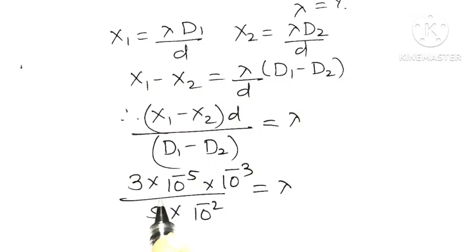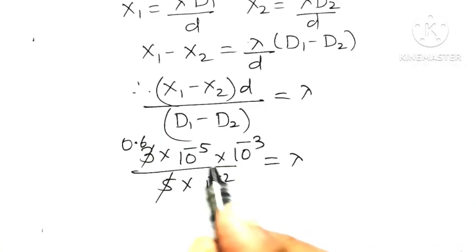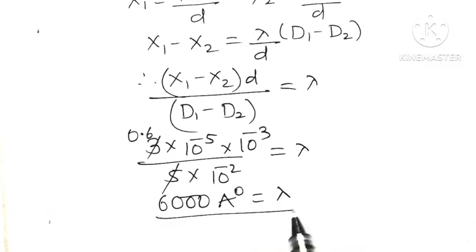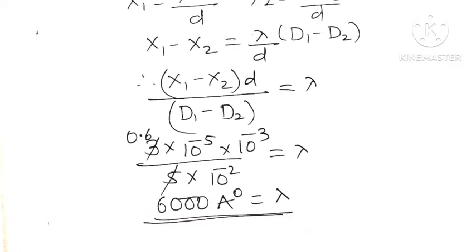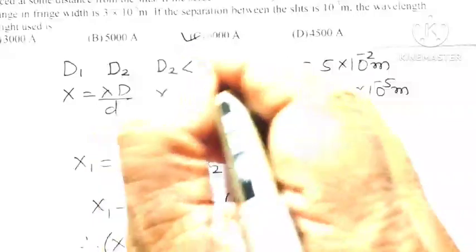So if you simplify it, it is 0.6, and here 10 raised to minus 5, minus 3, minus 8, and when it moves up, it becomes plus 2. So it is 6000 angstrom. Wavelength of light used is 6000 angstrom. So out of 4 options, option C is the correct option for this question.